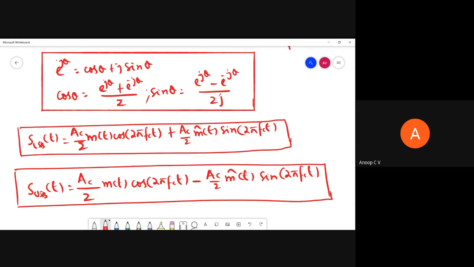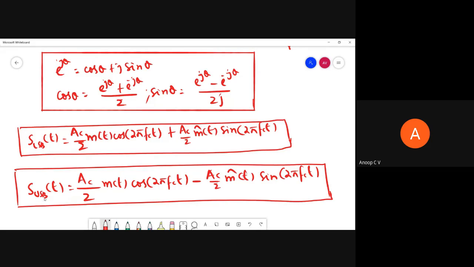So what is meant by s_LSB of t? When I write the subscript LSB, it means it is an SSB system with only the lower sideband retained and the upper sideband rejected. When I write USB, it means only the upper sideband is retained and the lower sideband is rejected.